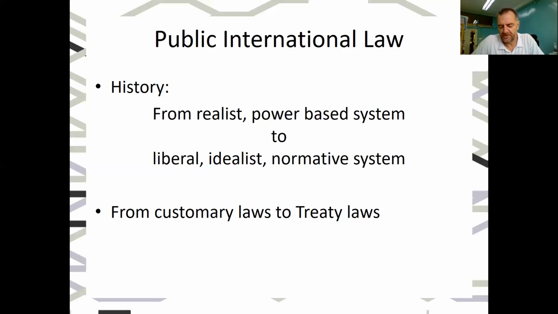And so international law was kind of like that. States just did that because everyone else did that. It wasn't written down. But nowadays, most international law is in treaties. It's written down. So that's why we see this big difference going from customary to treaty-based laws.